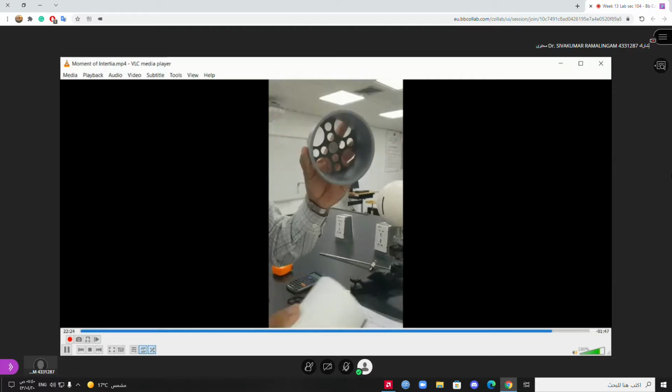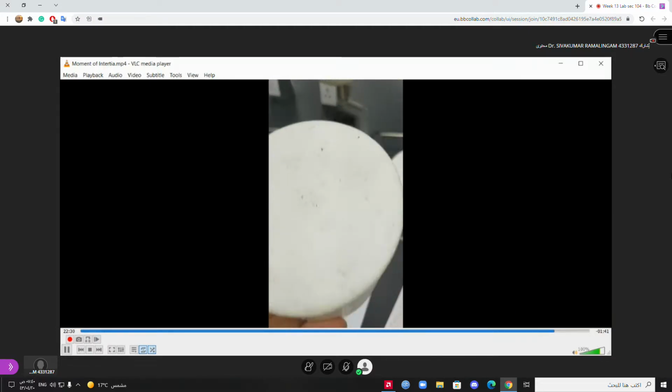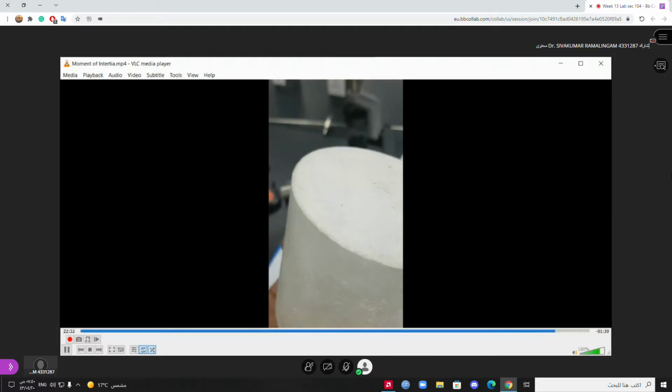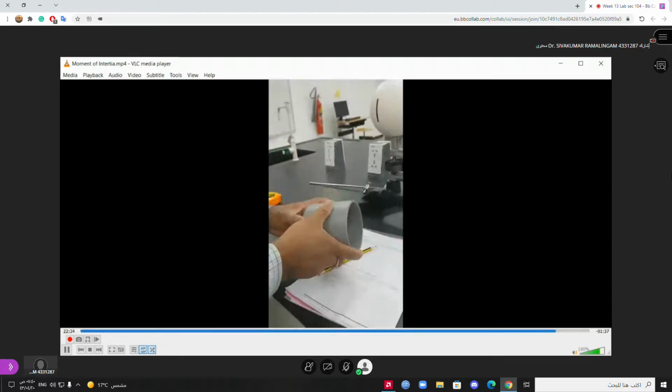Next, hollow cylinder. I'm going to take the hollow cylinder. There are 2 cylinders we have. Which is the hollow cylinder? This is hollow. See, inside is nothing. It is hollow. And this is the solid cylinder. There is no hollow. The material is filled completely. The next is the hollow cylinder. Remove this and keep it safely.